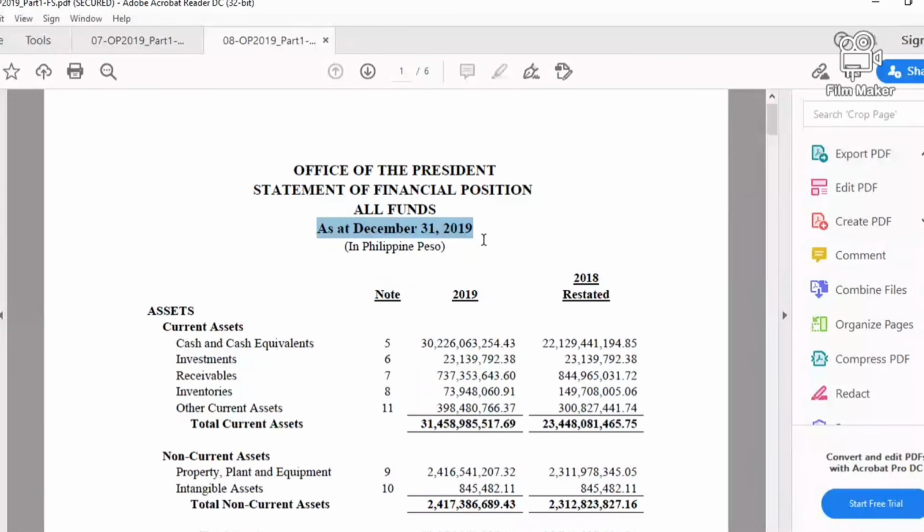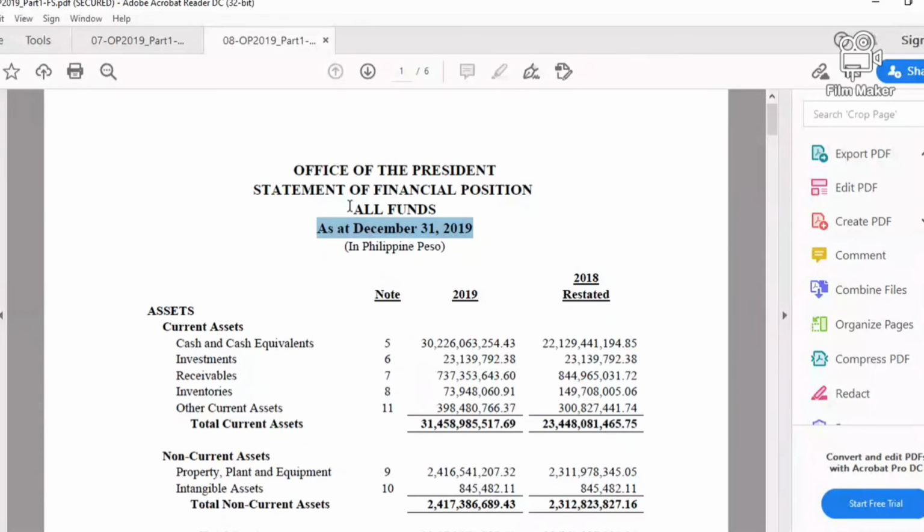And ano naman yung for the period? Yung for the period, ang mini-measure lang dyan is yung performance or yung amount na nakalagay dyan is amount na nangyari nung period na yon. Kaya for the period. Kaya ang statement of financial position, kasi position na financial position niya ngayong period na to or ngayong date na to. Magkano na ang asset niya ngayong date na to? Kaya as at or as of.